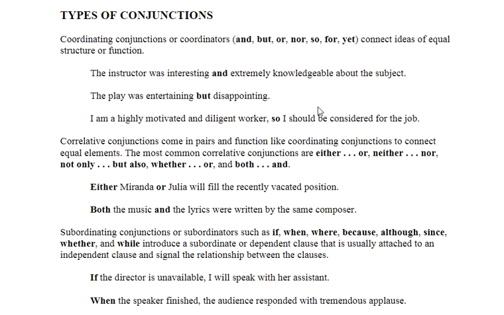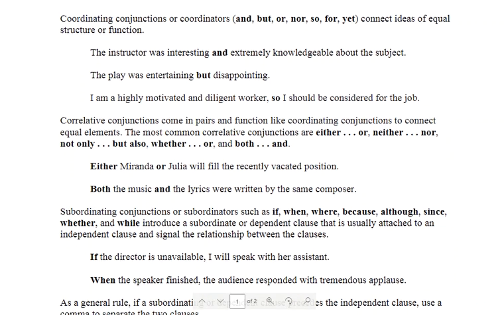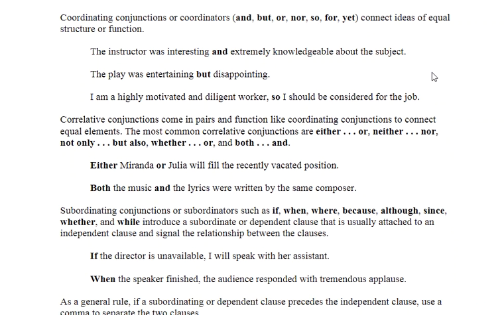Let's start off by familiarizing ourselves with types of conjunctions. First things first, we've got coordinating conjunctions, or coordinators. We often refer to them as FANBOYS to integrate them in our memories: F for, A and, N nor, B but, O or, Y yet, and S so. They connect ideas of equal structure or function.